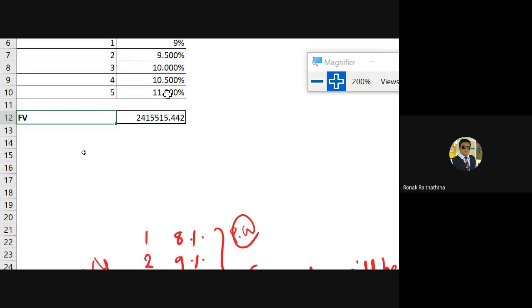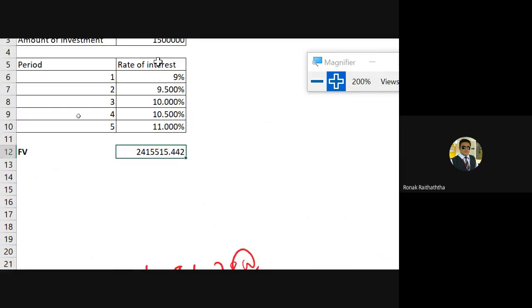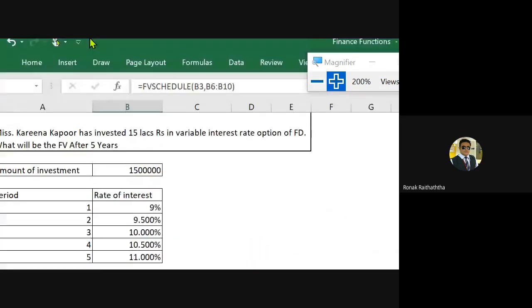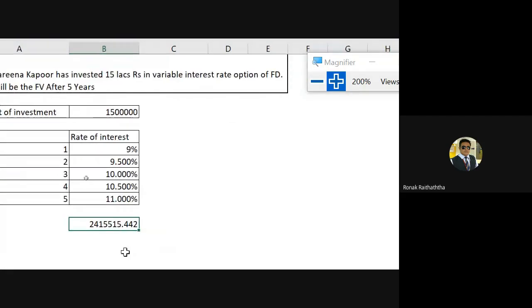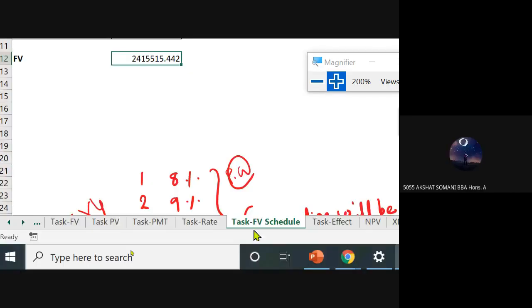As simple as that. Only two arguments. One was the amount of investment, which is the principal amount. Another was the different rates for a different period of time. Is everyone there with me? Can you just give me a confirmation, please, by unmuting yourself? Shall I move ahead? Yes, sir.